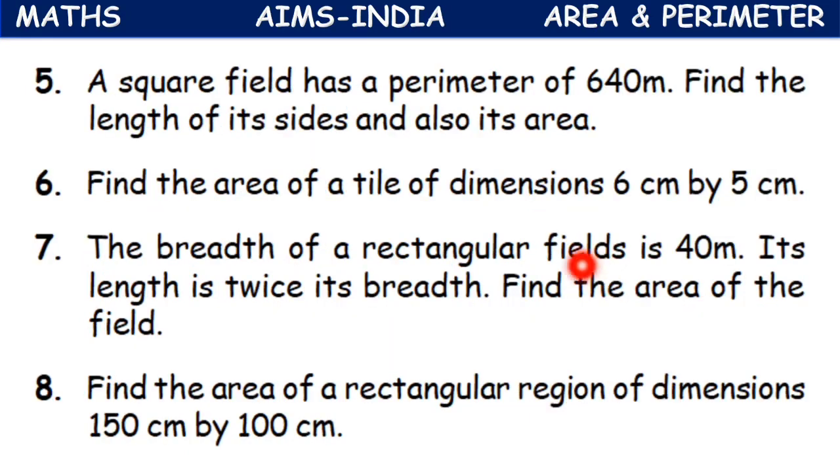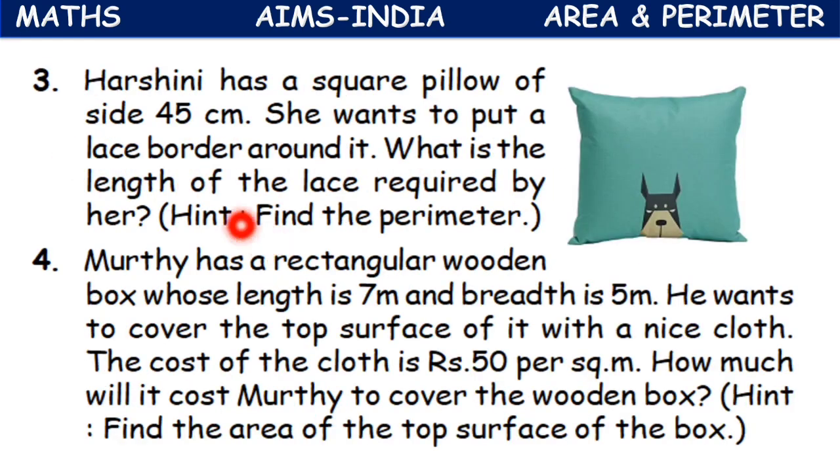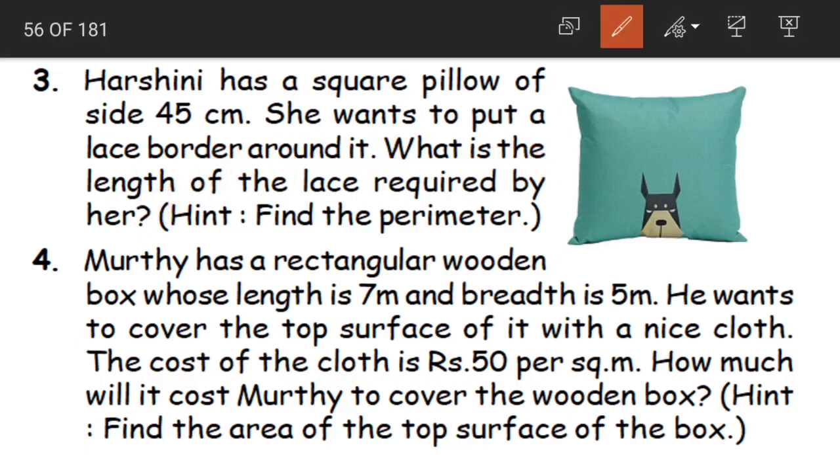Now in the same way, let us look at question number 3. Harshini has a square pillow of side 45 centimeters. She wants to put a lace border around it. Again, a square pillow and a border around it. Around means what should we do? We should find out the perimeter. Yes, find out the perimeter of the square.